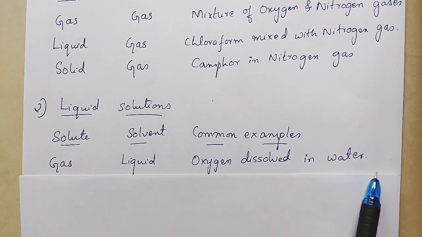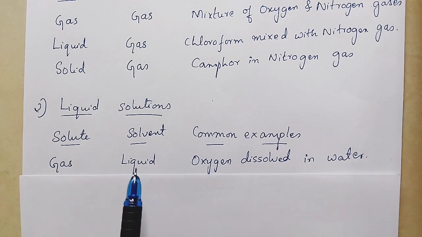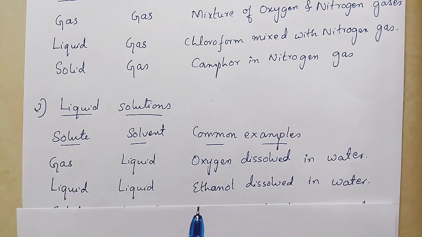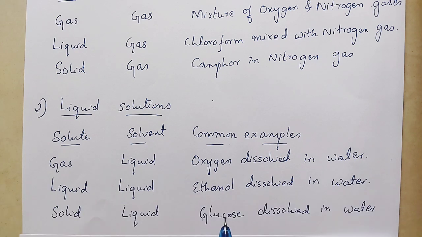Oxygen dissolved in water is an example of a gas in liquid system. Ethyl alcohol dissolved in water is an example of a liquid in liquid system. Glucose dissolved in water is an example of a solid in liquid system. So that was about liquid solutions.